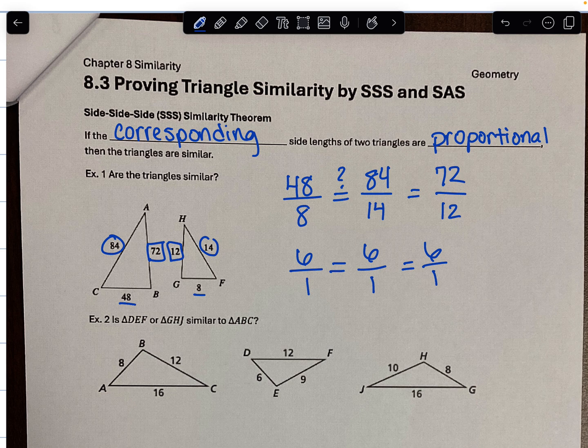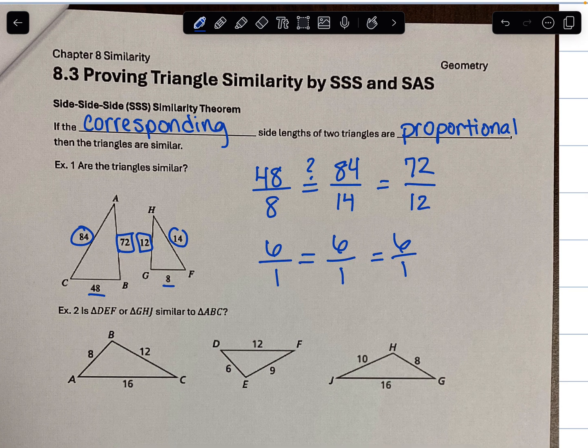So, are these two triangles similar to each other? Yes, by side-side-side. Okay, so then we have to write our statement. I'm going to switch colors just so it doesn't run together. Let's say triangle ABC. And then who can tell me what triangle that would be similar to? HGF. Yeah, HGF. Good. Not too bad, right? We're just setting up our fractions and simplifying. We're good from there.